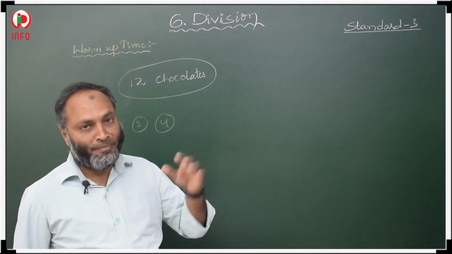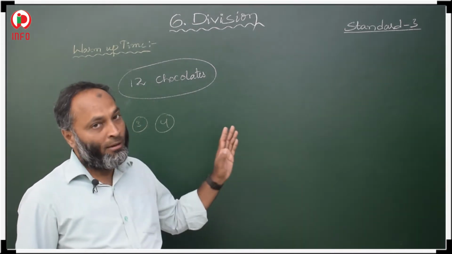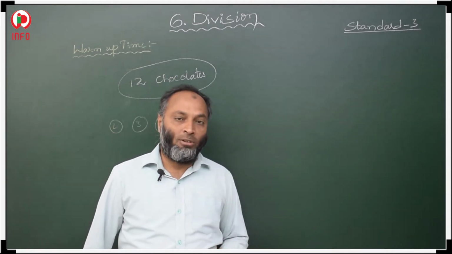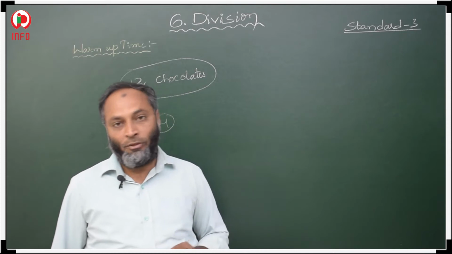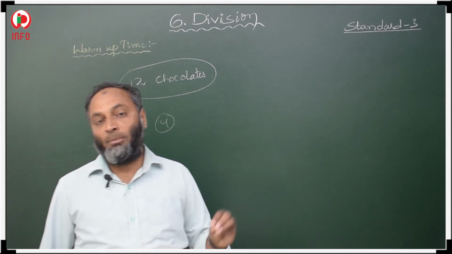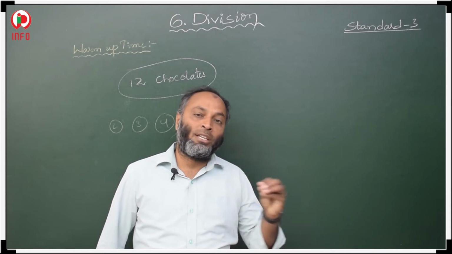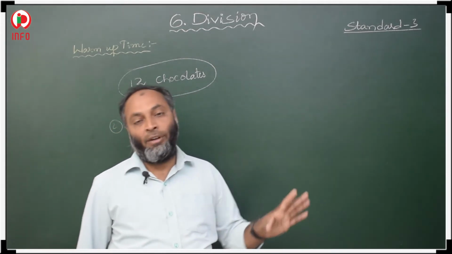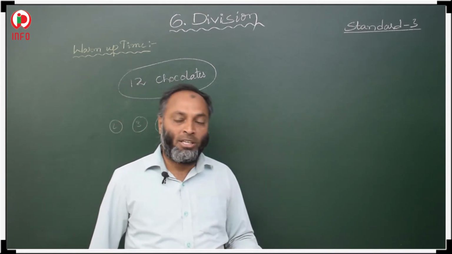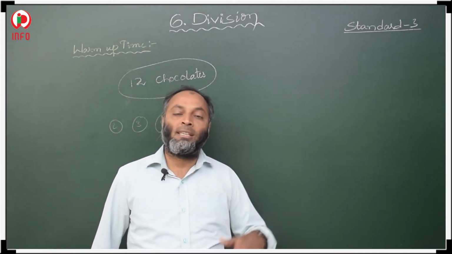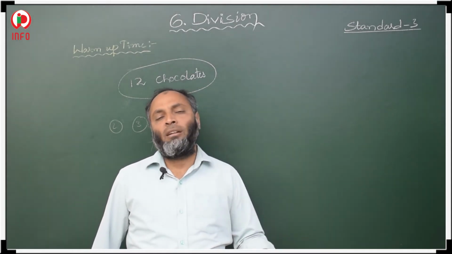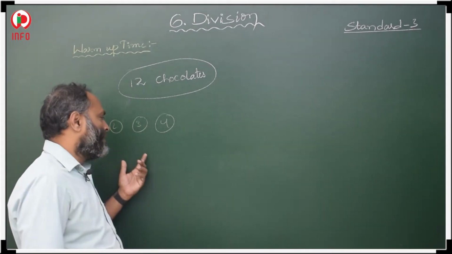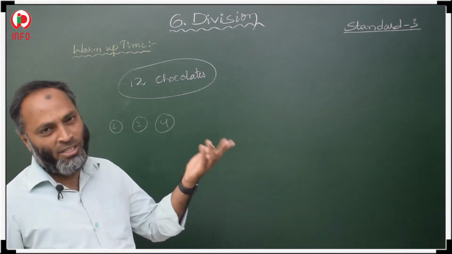In the warm-up, it is given in your textbook, there is a mother and a daughter. The daughter has 12 chocolates and she is asking her mother how to give the 12 chocolates equally among her friends. Means how to distribute. It depends on the number of friends. Either she has 2 friends, 3 friends, 4, 5, 6, whatever.